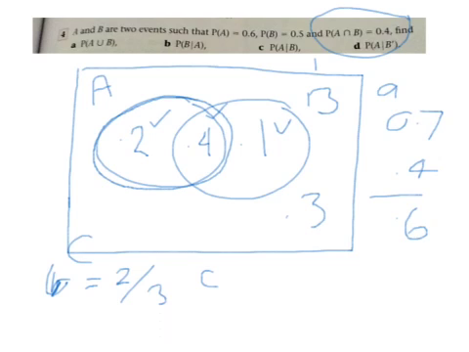Probability of A given that B has occurred would be 0.4 out of 0.5. So it would be 4/5. So I confused myself a little bit there, but I think we can see that's okay. So it's 0.4 out of 0.5.